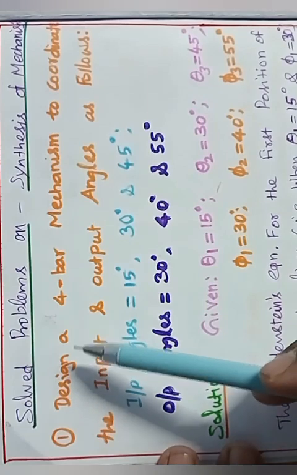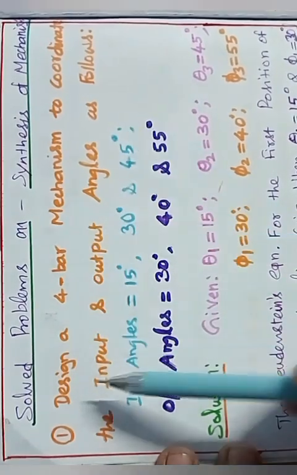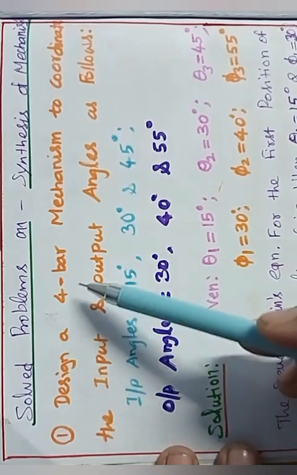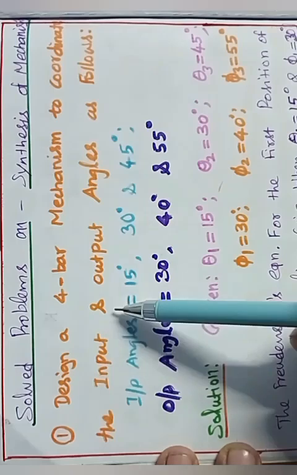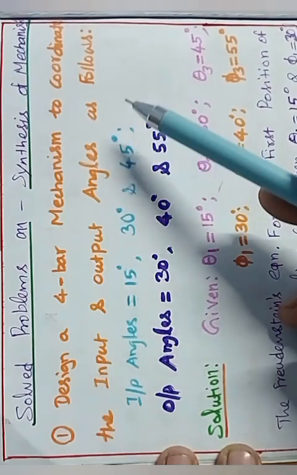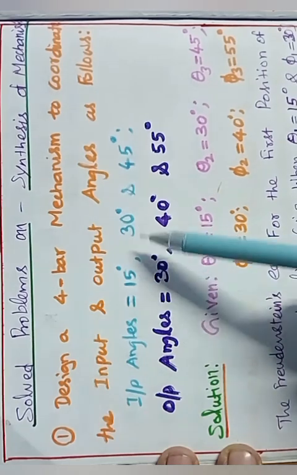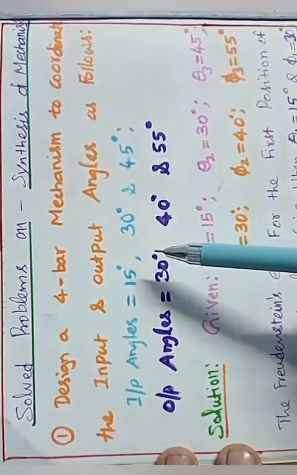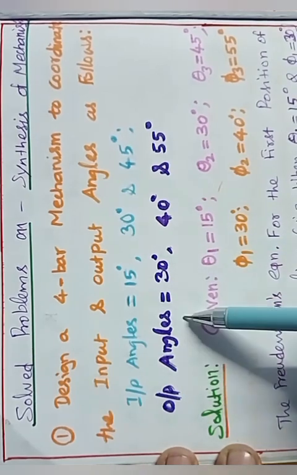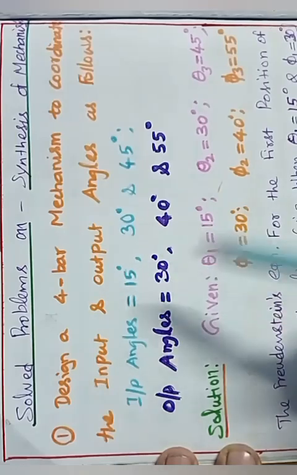Now we are going to discuss a problem on synthesis of mechanisms. Problem: design a 4 bar mechanism to coordinate the input and output angles as follows. The input angles are 15 degree, 30 degree and 45 degree. There should be three positions of the input angles. The corresponding output angles are 30 degree, 40 degree and 55 degree.